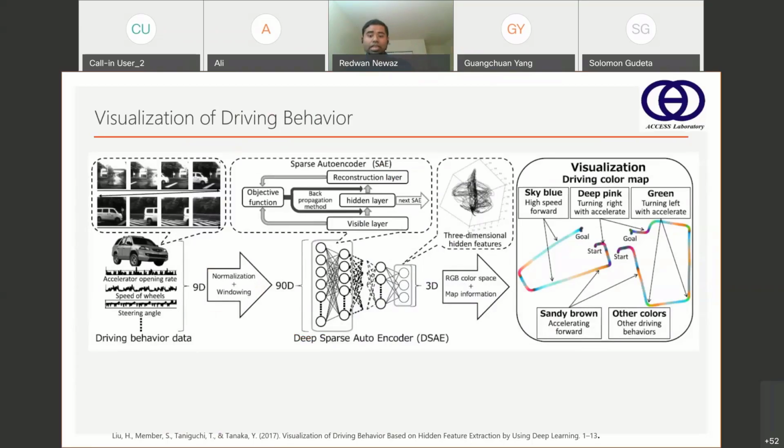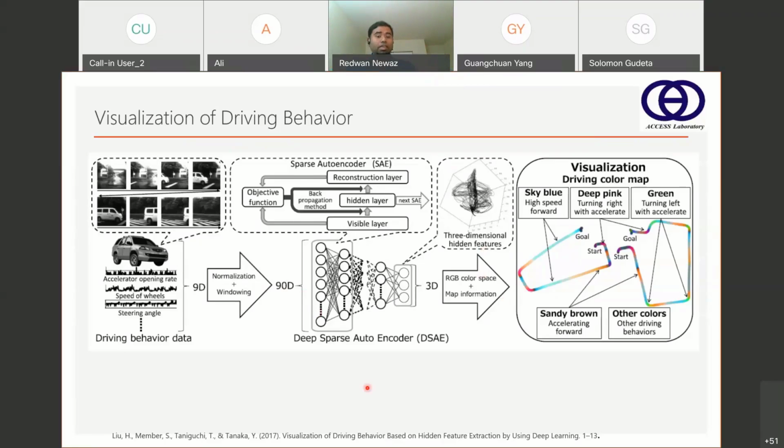After windowing this 9-dimensional driving behavior data, we have a 90-dimensional driving behavior input vector. Second, we use the encoder from the deep sparse autoencoder to map this 90-dimensional input vector to 3-dimensional RGB space. Then finally, using the decoder, we reconstruct this 3-dimensional RGB space to the 90-dimensional driving behavior data.